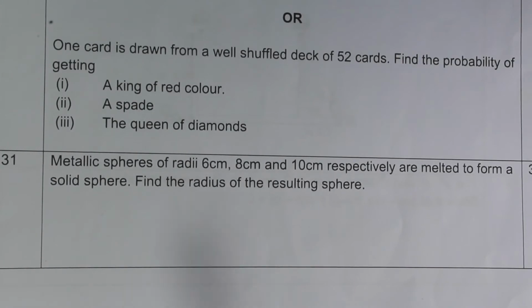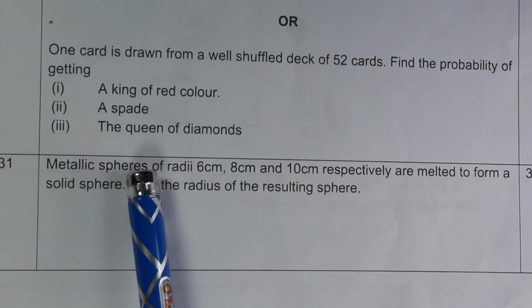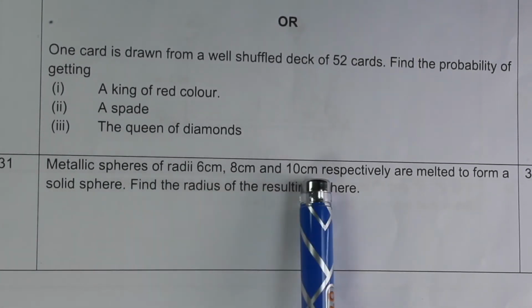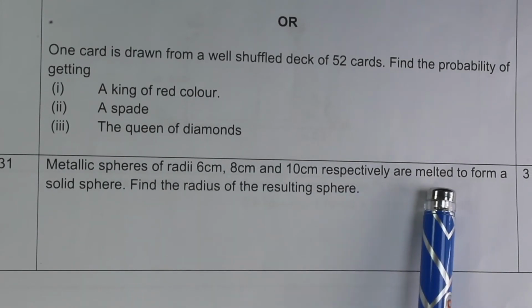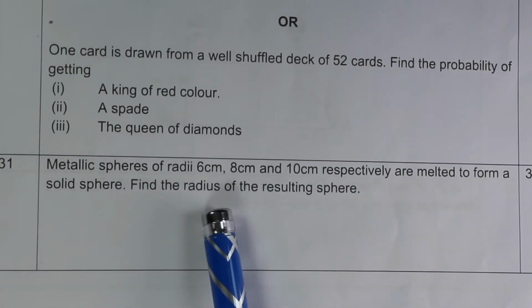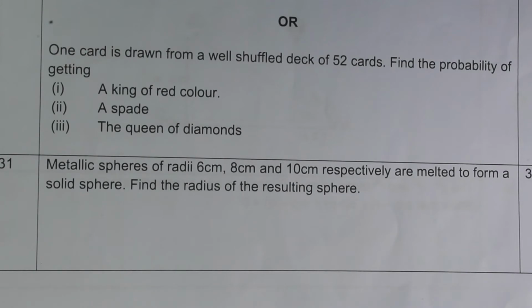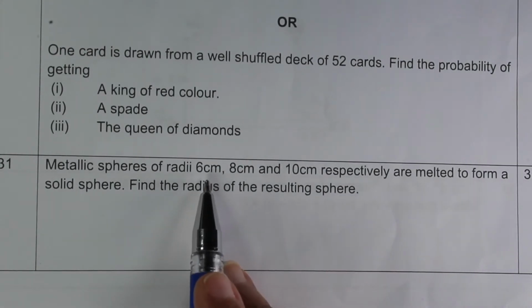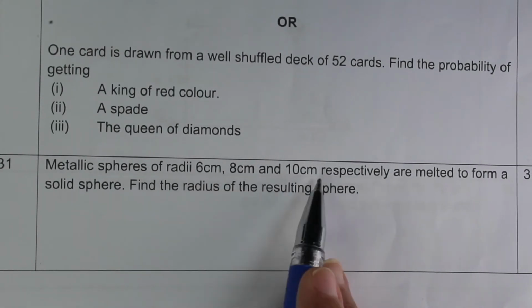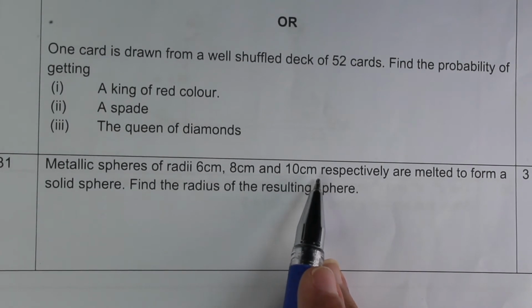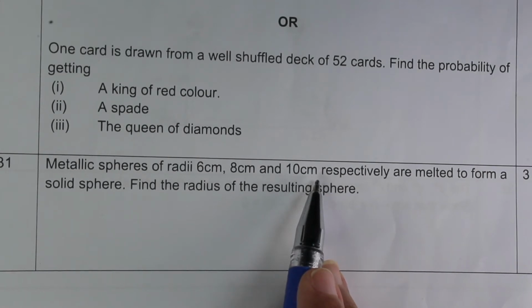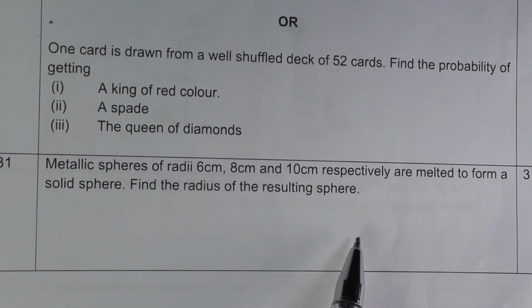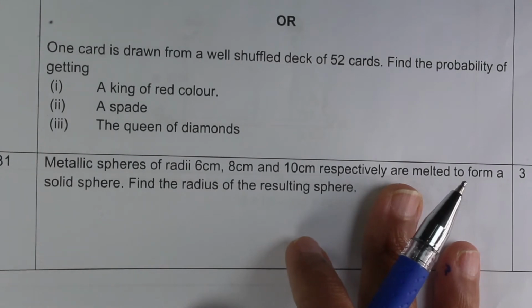Now let us look at the 31st question. Metallic spheres of radius 6 cm, 8 cm and 10 cm respectively are melted to form a solid sphere. Find the radius of the resulting sphere. So there are three small spheres of radius 6 cm, 8 cm and 10 cm respectively, and they are melted together and formed into a big solid sphere. We have to find the radius of the bigger sphere. Okay, so let's look at the solution.